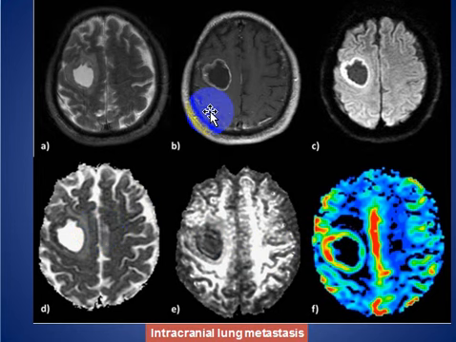Here, this is a patient with irregular ring enhancement with surrounding edema and restricted diffusion, and with perfusion there is increased perfusion in the periphery of the lesion, indicating metastasis.